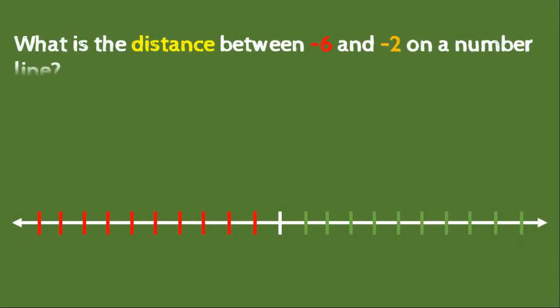Similarly, in the next example, what is the distance between negative 6 and negative 2 on a number line? Again, we have 0 in the middle, negative numbers to the left, positive numbers to the right. For this one, because we need to figure out the distance, we have to plot -6 and -2. The way we figure out the distance is by saying from the number -6 plus how much distance, or a question mark, equals -2.